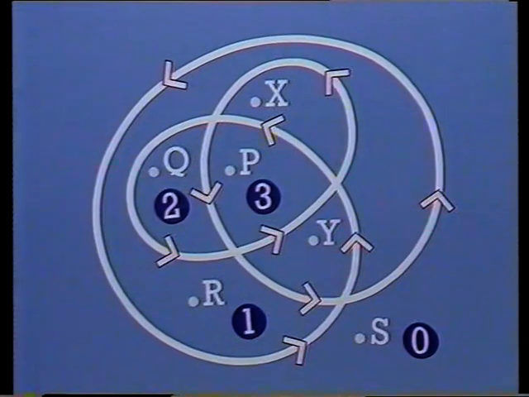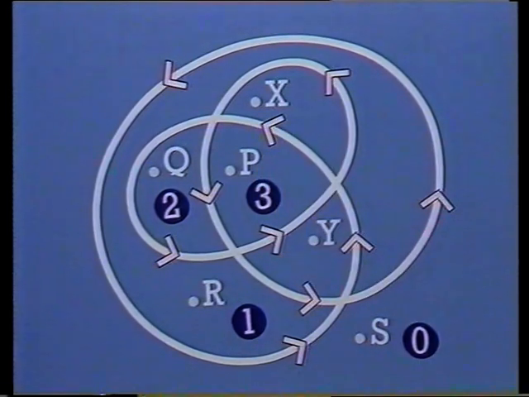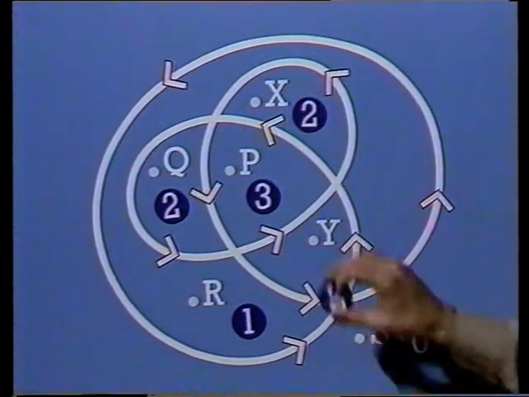Now, what about X and Y? Well, in both cases, the loop is traced from right to left as we cross it. So the winding number decreases by 1 in both cases.